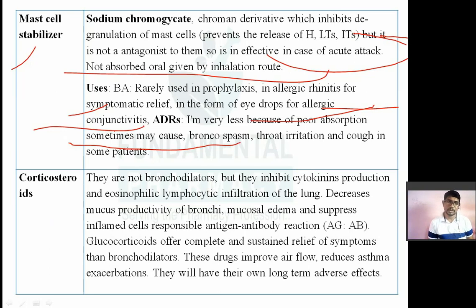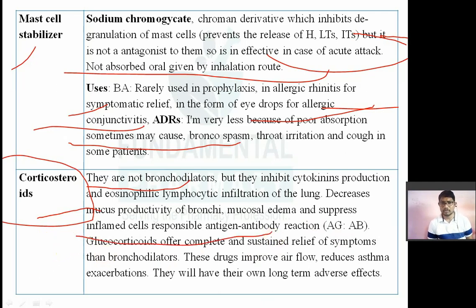Now, the last class is the corticosteroids. They are not bronchodilators. They will not block any receptors, but they will inhibit the production of cytokines and leukotrienes. So they inhibit cytokine production, inhibit leukotriene production, inhibit eosinophilic and lymphocytic infiltration, and decrease mucus production of the bronchi. They will relieve mucosal edema and also suppress the inflammatory cells responsible for the antigen-antibody reaction.